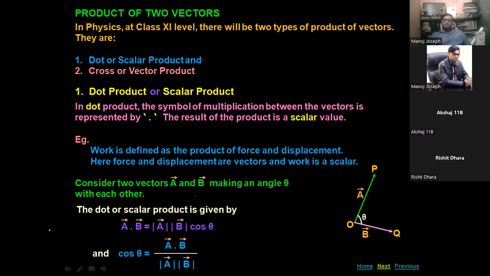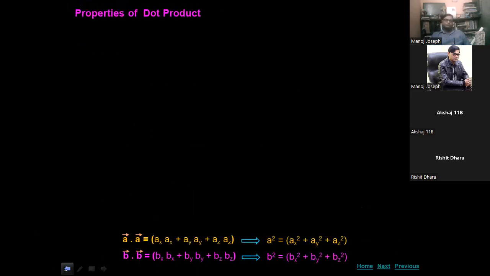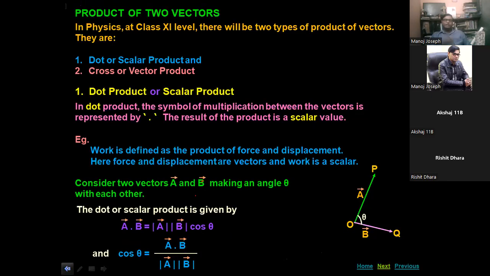And we can also calculate the direction or the angle between them, that is, cos theta is equal to vector A dot vector B upon the product of their magnitudes. You can take the screenshot.